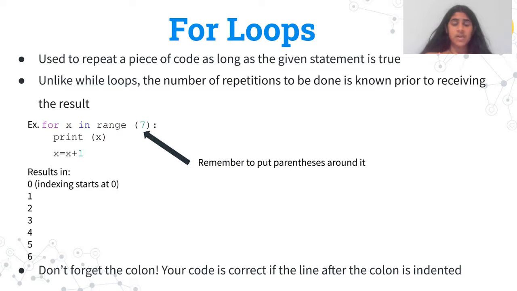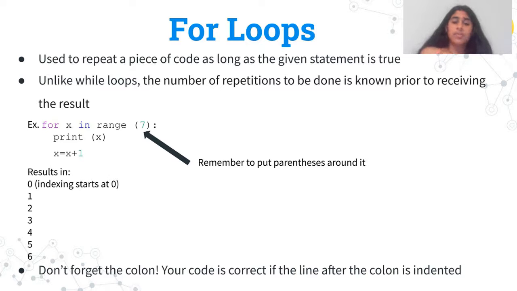For loops. For loops are used to repeat a piece of code as long as the given statement is true, and it's often confused with a while loop in the beginning of programming, but don't worry, it will start to make more sense about the differences as you go on. For now, just think of it as a different sort of loop. But unlike a while loop, the number of repetitions to be done is known prior to receiving the result, which, like I was talking about earlier, might not completely make sense now, but don't worry, it's not too important.